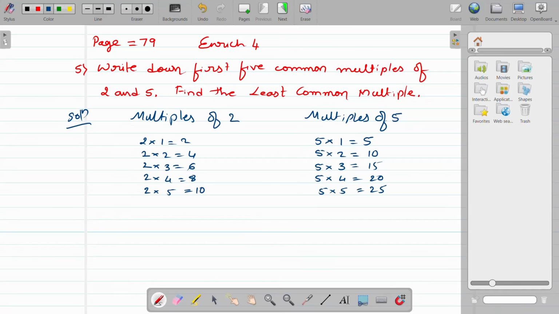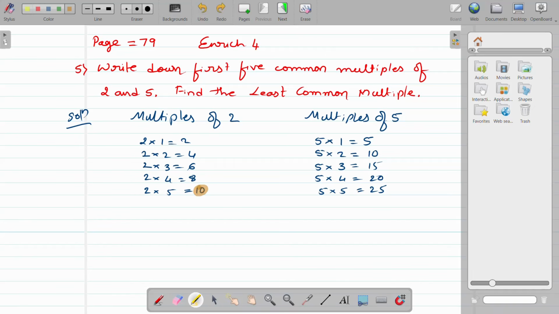After that, we have to find the common multiple. So common means it should be present in all the numbers. First, check with 2. 2 is a multiple of 2. Is it there in 5's multiples? No. So because of that, 2 is not a common multiple. Next, take 4 and check. Is it a multiple of 5? No. And then we will check 6. 6, is it a multiple of 5? No. After that, 8. 8 is also not a multiple of 5.